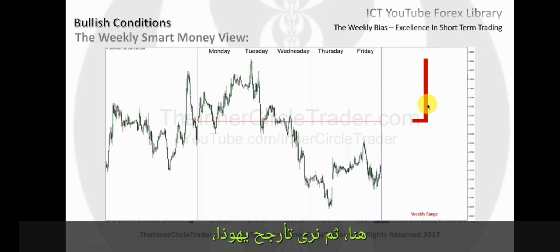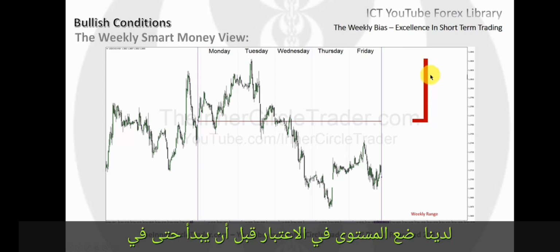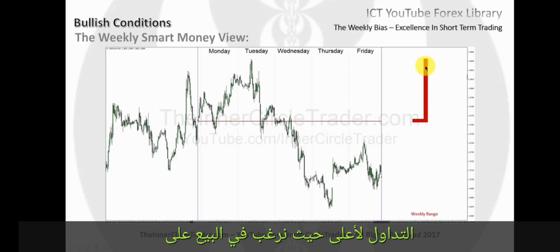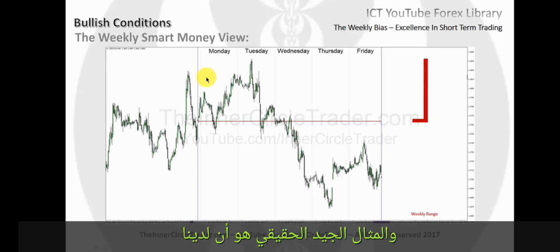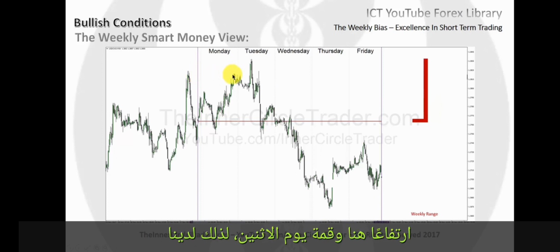Then we're seeing the Judas swing. This is the portion of price action that we're anticipating. We anticipate this type of price action, and we want to have a level in mind before it starts to even trade up where we're wanting to sell short. In this example, a real good example would be we have a high here and a Monday's high. So we have relatively equal highs.